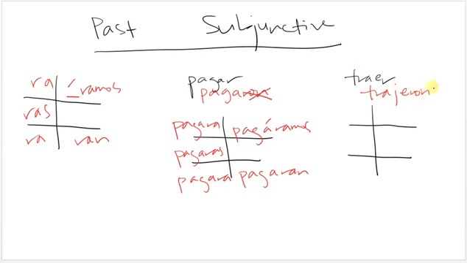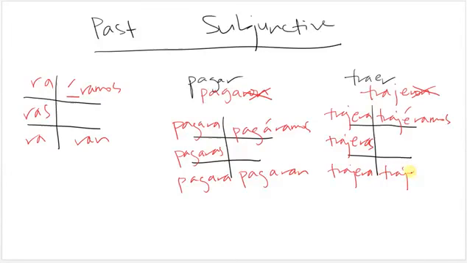And if you didn't know that, then you might want to go back and review your preterite. So we're going to take off the ron and add the ending. So trajera, trajeras, trajera, trajéramos with an accent, and trajeran. So hopefully you remember this a little bit from last year.